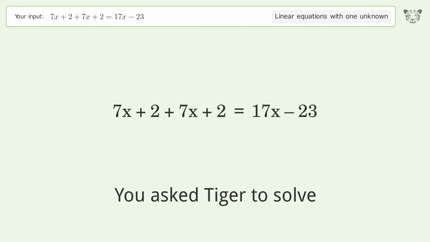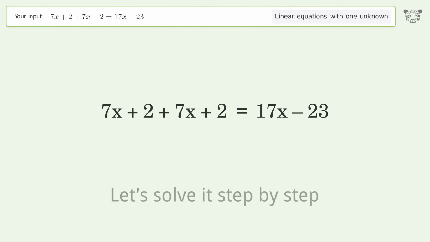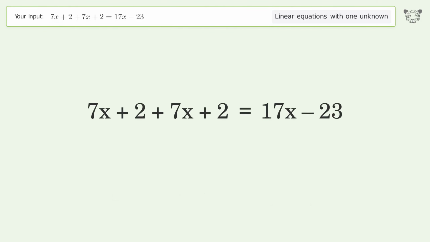You ask Tiger to solve. This deals with linear equations with one unknown. The final result is x equals 9. Let's solve it step by step. Simplify the expression. Group like terms.